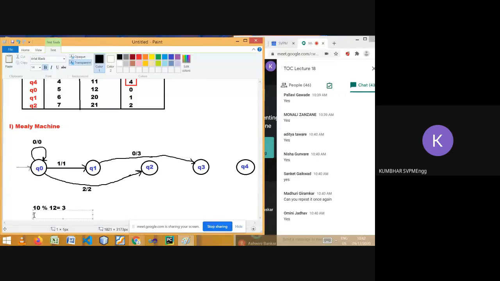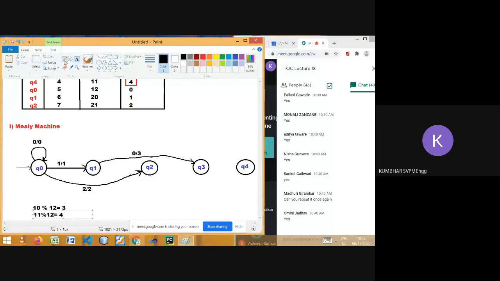Now we have checked the 0 input. Let's check for 1 input. Already we are in Q1, which means 1 is there. If we read one more 1, it means ternary 4. Ternary 4 divided by 5, where 5 is 1, 2. What will be the output? 4. Correct. So Q4 is the state which specifies that output 4. So we have to show one transition from Q1 to Q4.